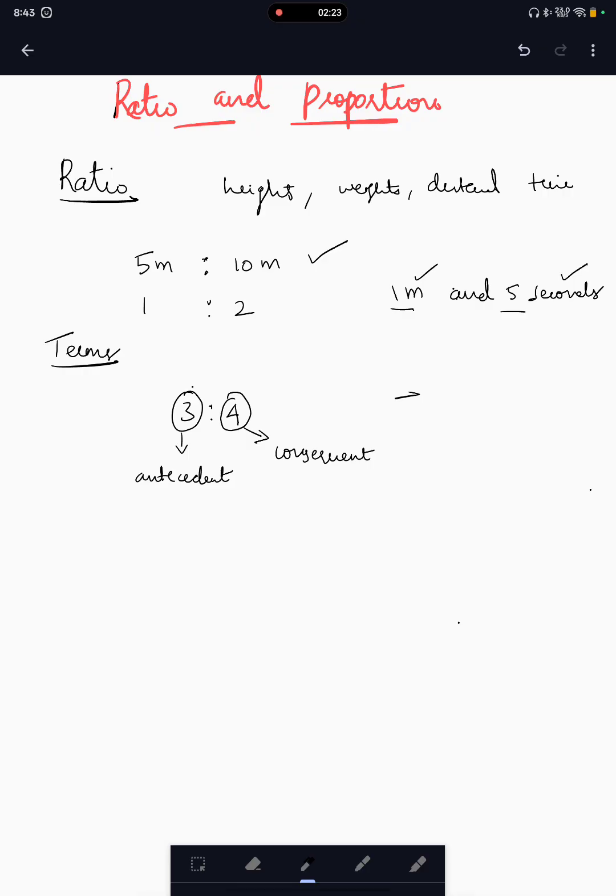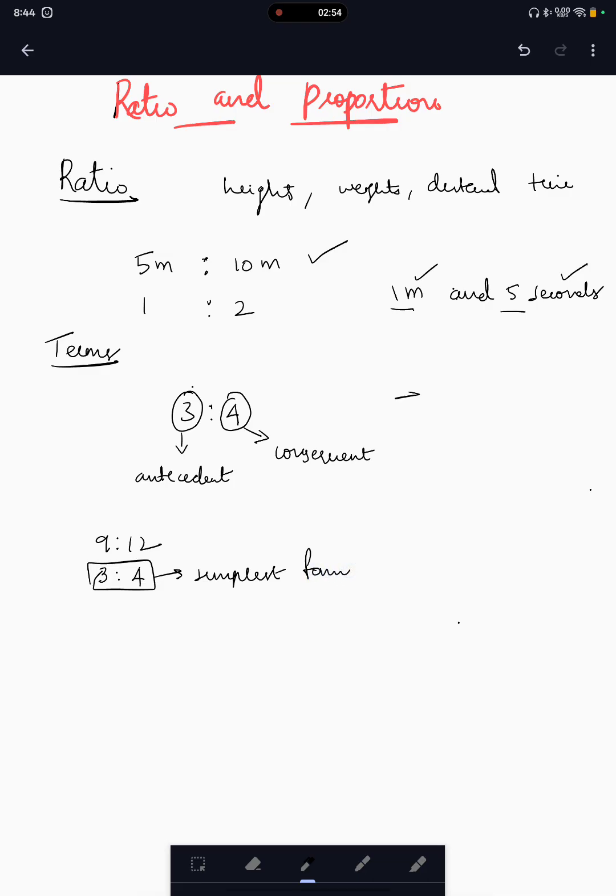Now next, the simplest form of the ratio. Do you know what the simplest form is? It's very easy. You just simplify the ratio, like simplifying fractions. That's all. Now 9:12 is there. How do I simplify it? 3 3s are 9, 4 3s are 12. So 3:4 is the simplest form.